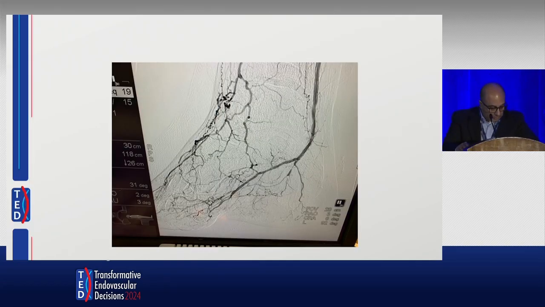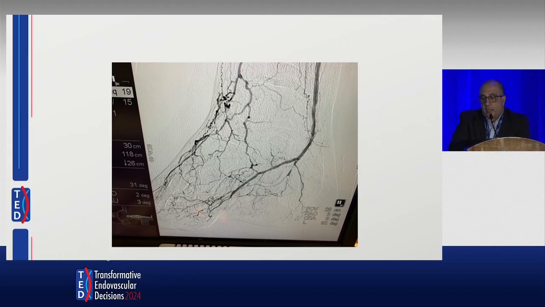I don't have the pointer here, but this is the final angiogram after angioplasty. His disease was at the level of the common plantar artery and the medial plantar artery that feeds that angiosome. And this was opened and dilated, and the wound has been healing since.